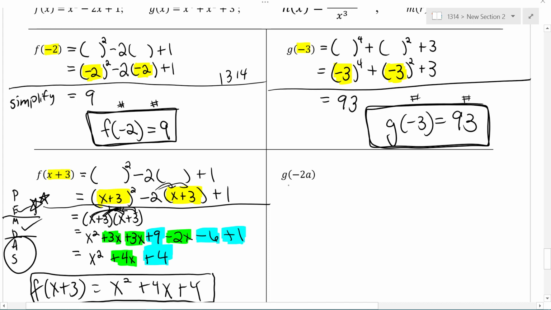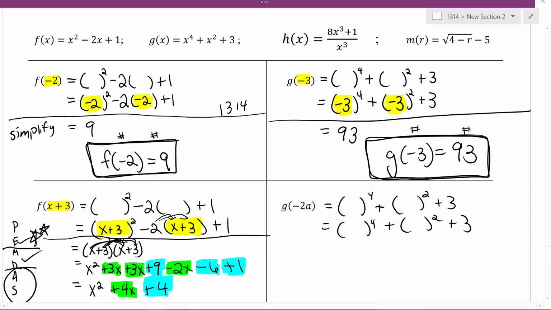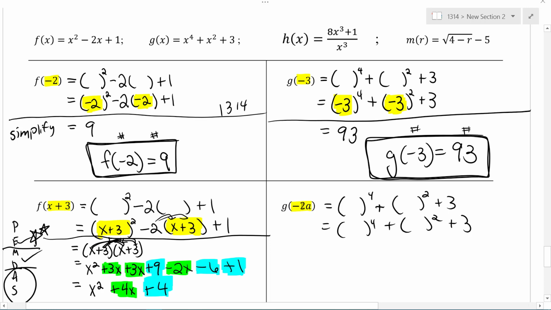Alright, so let's come over here. What about g of -2a? Okay, so g. That means I'm looking only at equation g. We're going to copy that down again. What's on the right side of the equal sign is x to the power of 4. So that's parentheses to the power of 4. Plus x squared. So that's plus parentheses squared plus 3. I'm going to copy that down exactly as I have it. Okay, there we go. Now, what are we putting inside of the parentheses? Whatever I have in the parentheses on the left is what I'm going to drop into the parentheses on the right.